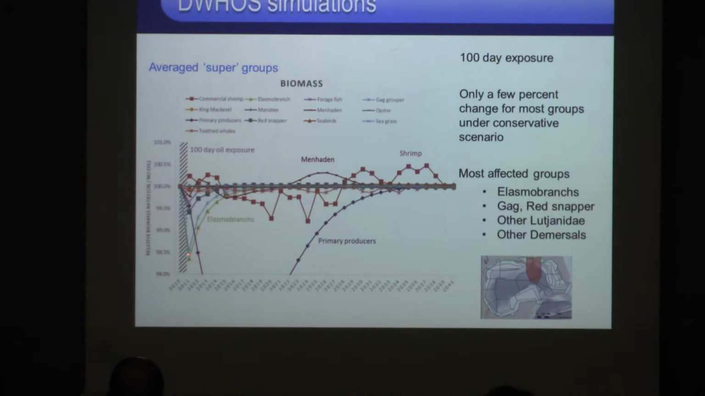Well, yeah, so as I said, these are groups of groups. So contained in the elasmobranch are about 6 or 7 different functional groups. I didn't put the error bars on that, but on the next slide we'll see. My point is that elasmobranchs go down to 98.4 or 3.